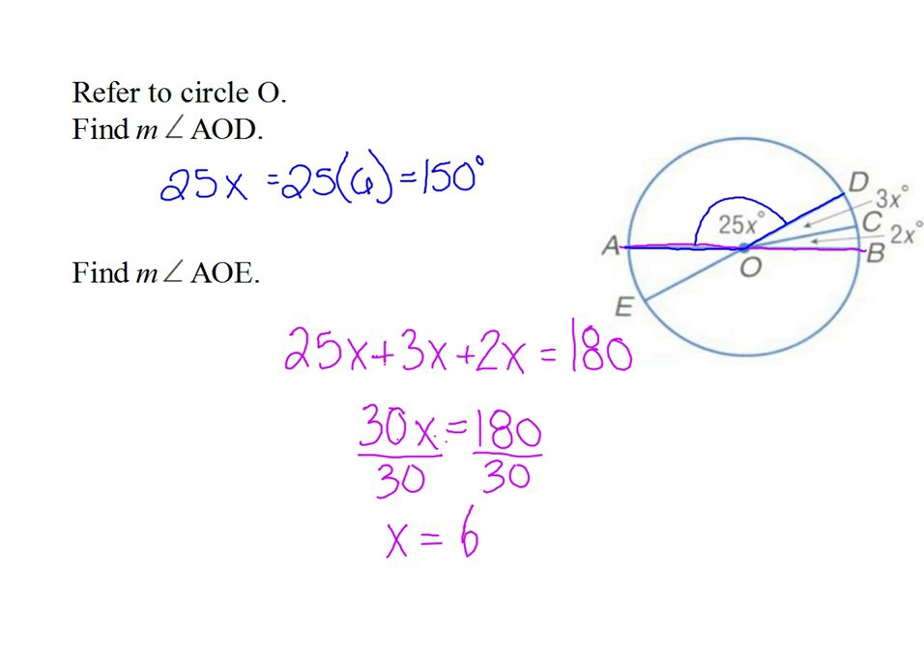Now to find the measure of angle AOE, once again, this is a straight line. We know this is 150 degrees for angle AOD. Together they're 180. So if we do 180 minus that 150, we will be left with 30 degrees for angle AOE.